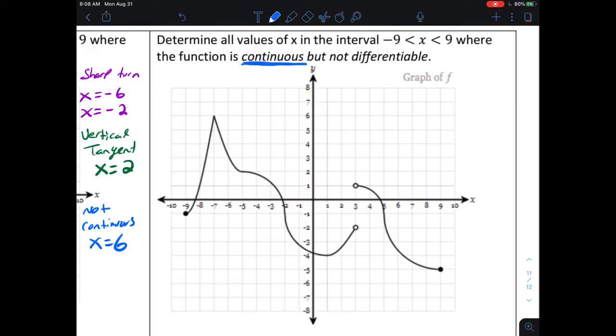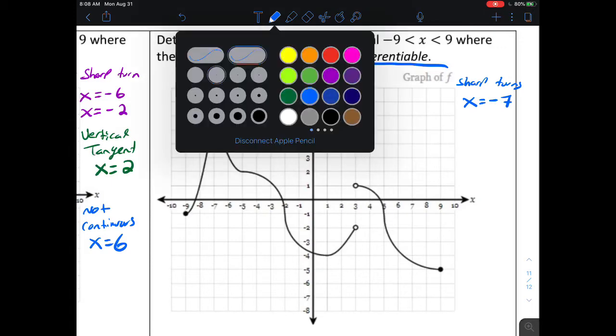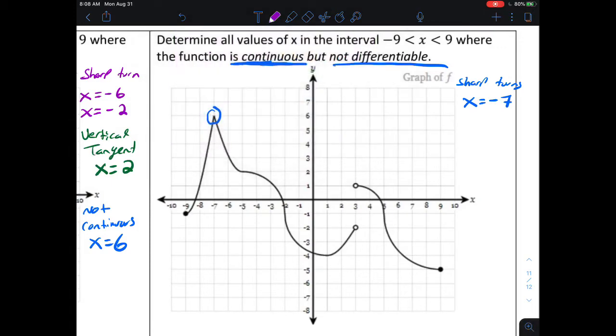So I want to find all values of x where the function is continuous but not differentiable. So where is it continuous but not differentiable? Basically I'm looking for sharp turns and vertical tangents. So let's go look for our sharp corners. I see a sharp corner here, and that's the only sharp turn I see. So I have a sharp turn at x equals -7.